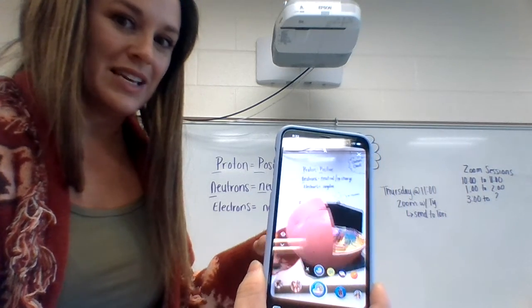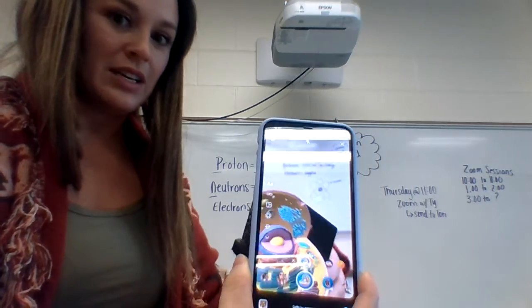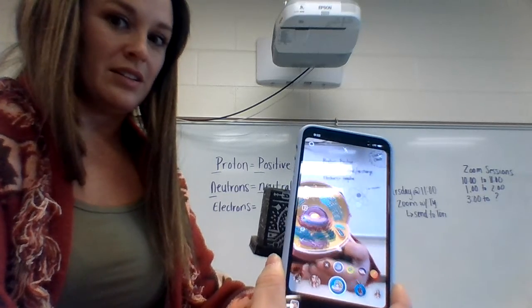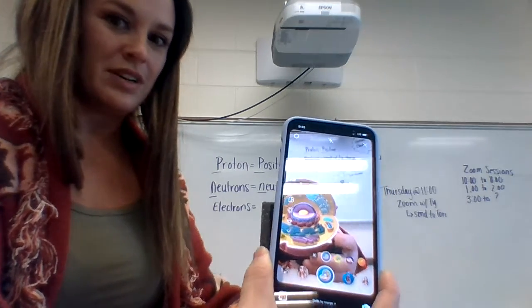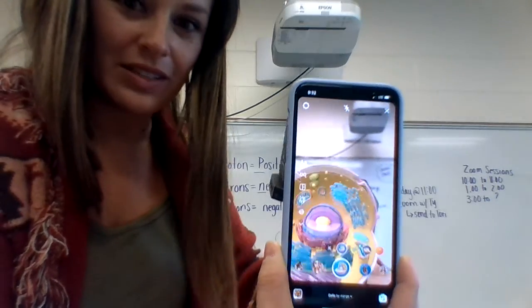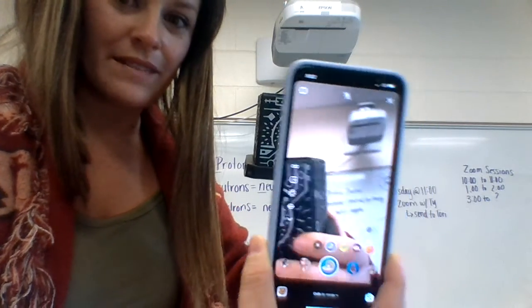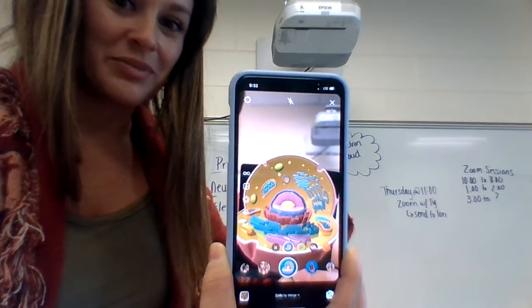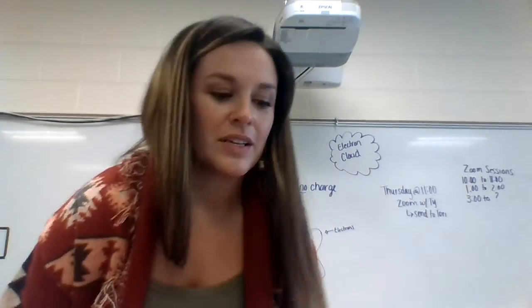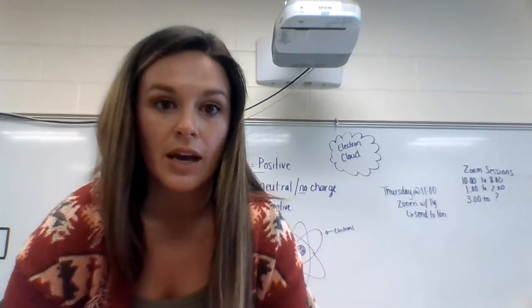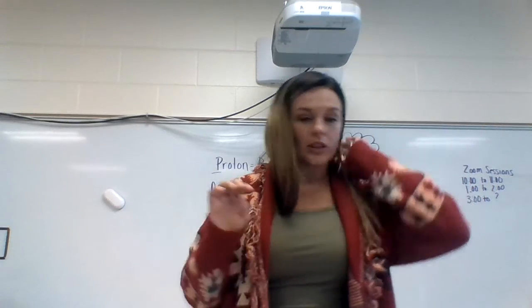Okay, so it's hard to see, but that is actually a cell. Isn't that cool? And there's different types of cells on here that you can see. I keep getting the wrong way. That's awesome, isn't it? Okay, so now that I've showed you that, we're going to go over lesson one, atoms.